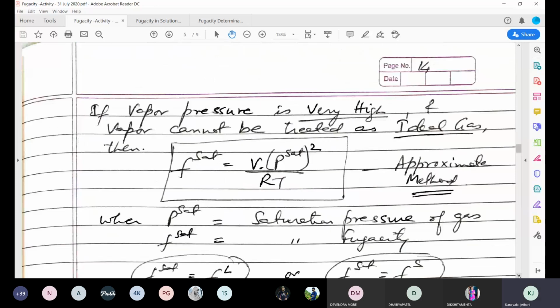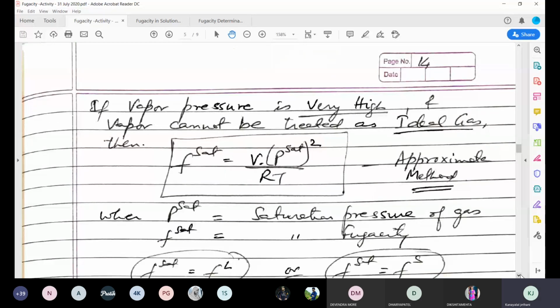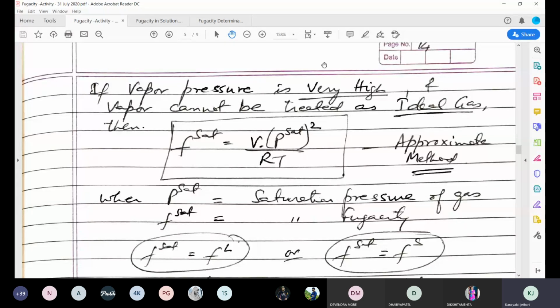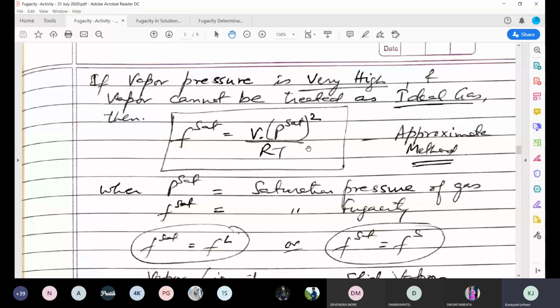Okay. So if vapor pressure is very high, we have taken very low pressure, right, as a reference state. So suppose vapor pressure is very high, and vapor cannot be treated as ideal gas because we said only at low pressure we can treat it as ideal gas, right? That's the reference state. But if the vapor pressure is very high, then we cannot take it as an ideal gas, and then we use this equation, approximate method, जो हमने देखा था ना, last week derive किया था method for fugacity, V into P by R, P square by RT. So then we use this method for high pressure.